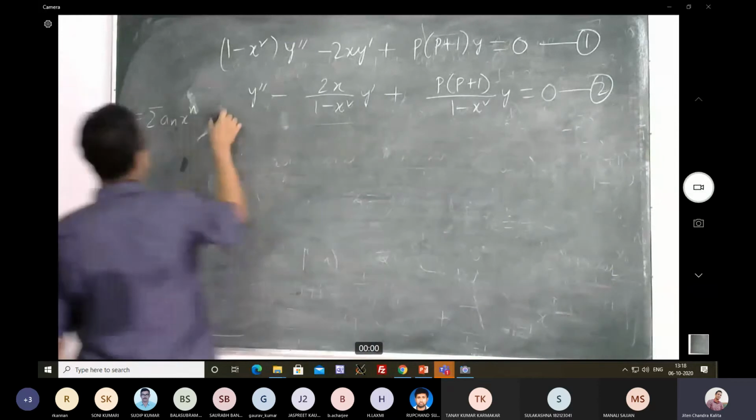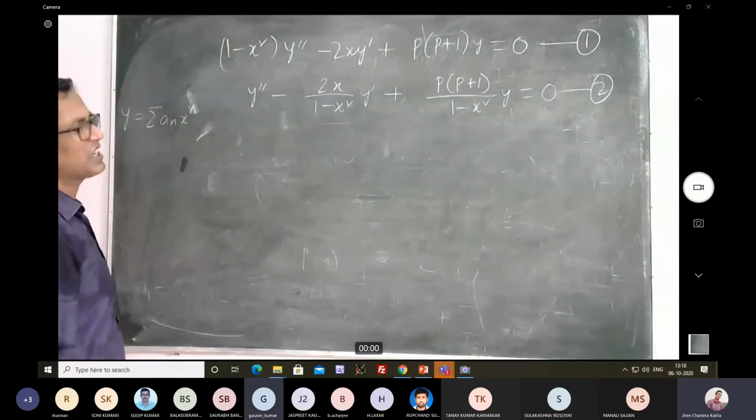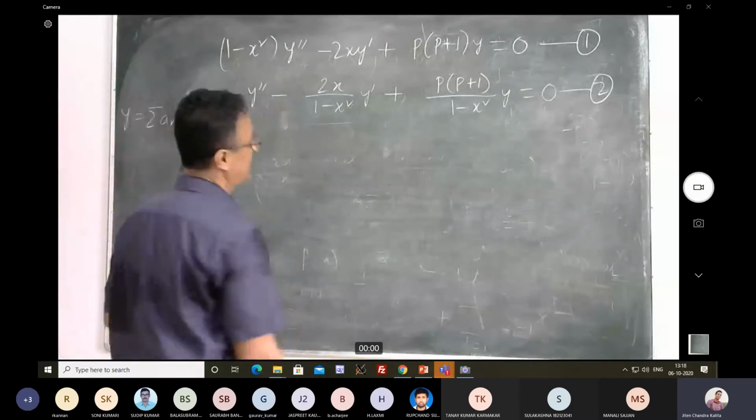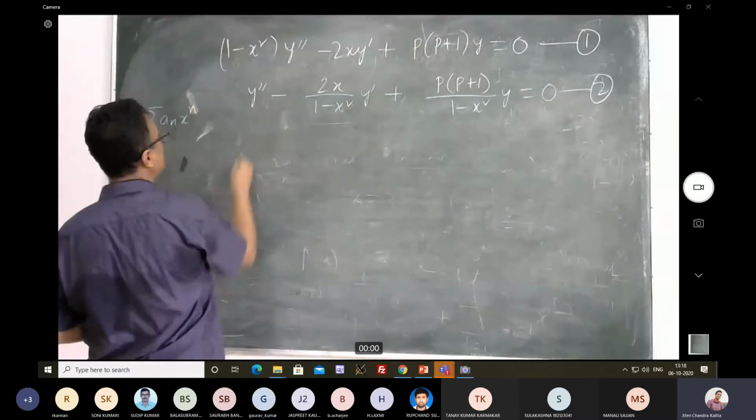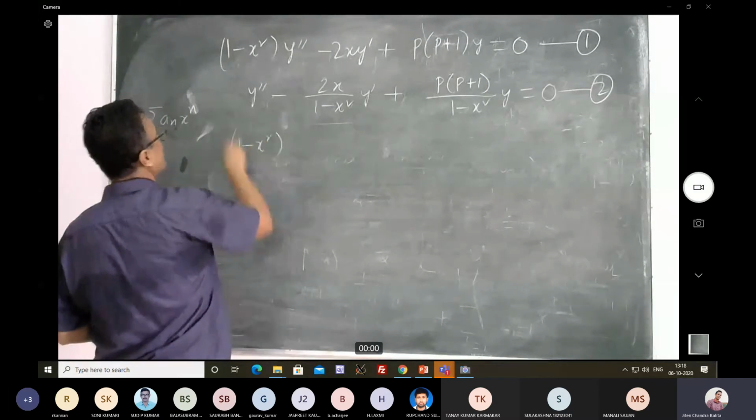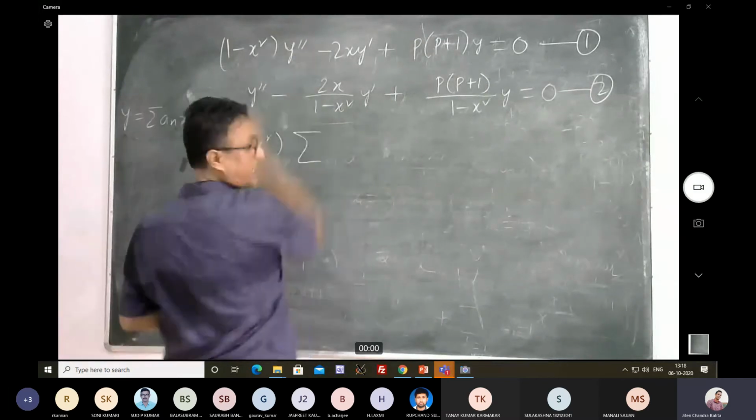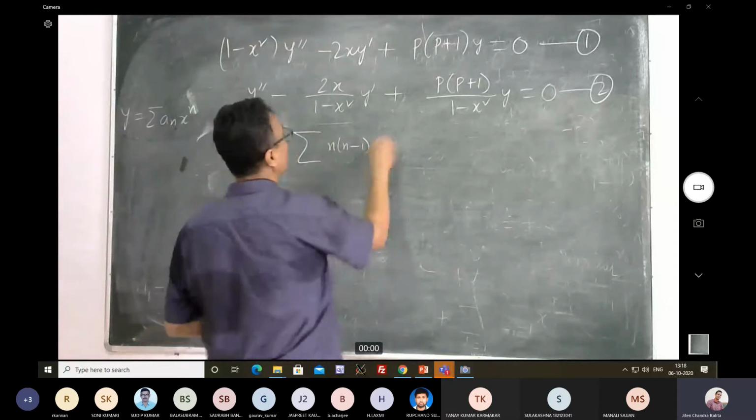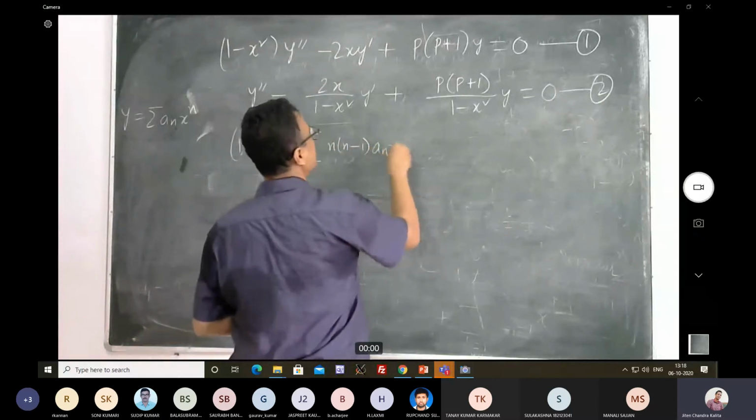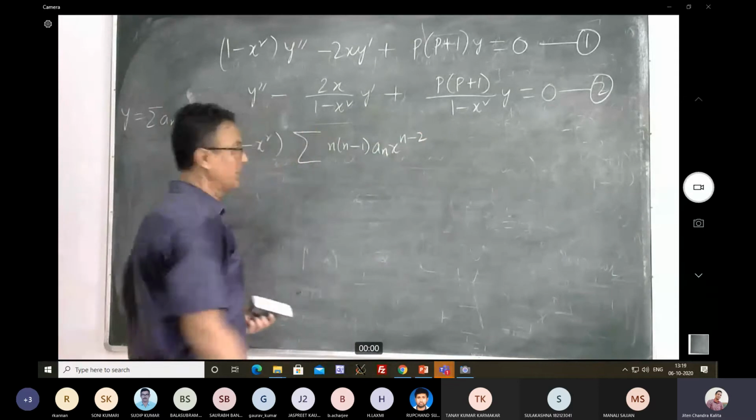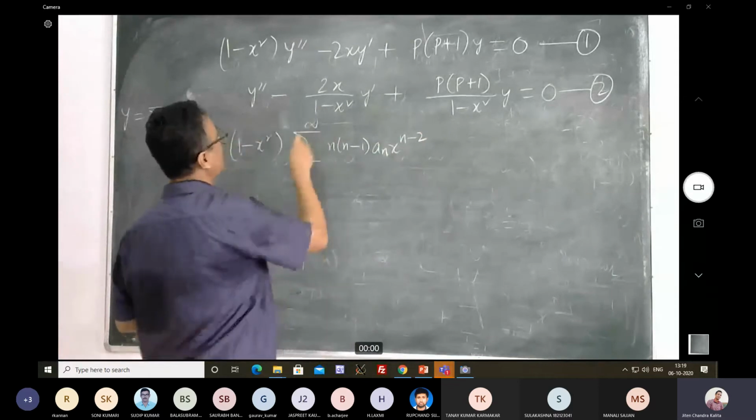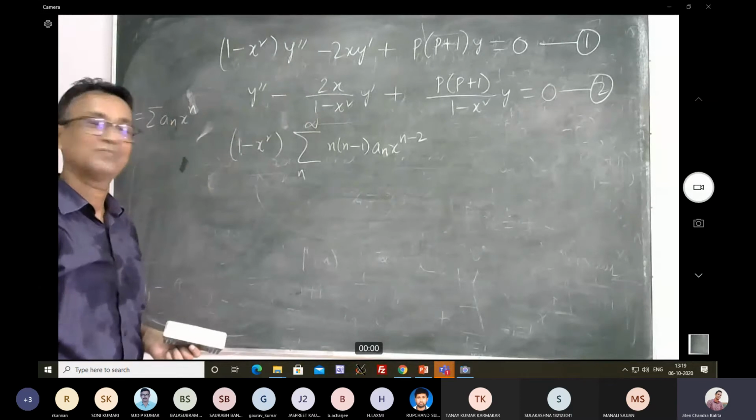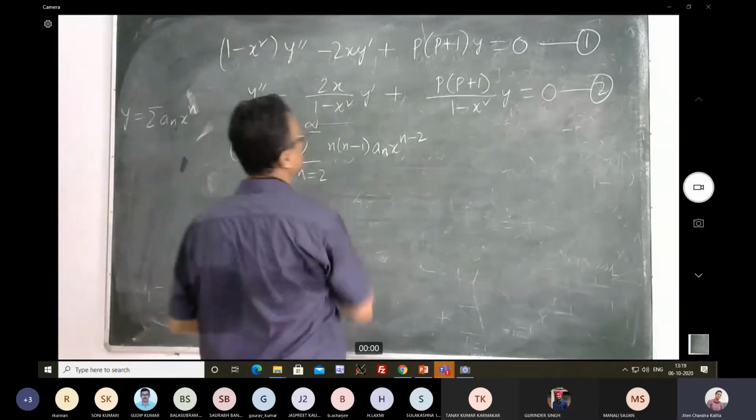If I substitute it in 2, it's the same thing, but 1 is going to make your life much easier. So let me substitute it in 1, because you already know what is going to happen. The second order derivative is going to be n into n minus 1, a_n x to the power n minus 2. Now n goes from where to where? For the second order derivative, 2 to infinity.